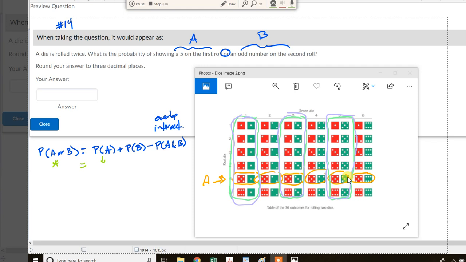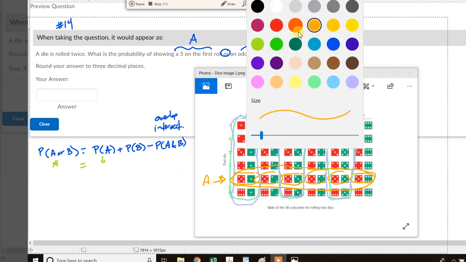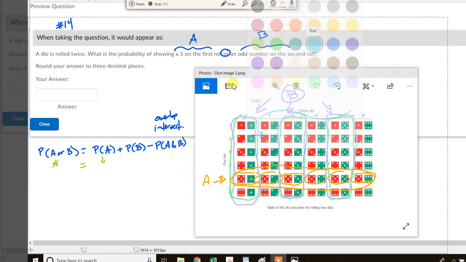But anyway, so this is all event B. Event B is in all 3 columns. This is event A. I guess I'll do a single oval for it there. That's all event A. And so now, do I have enough information? Do we have what we need? Do we have, for example, the probability of A?